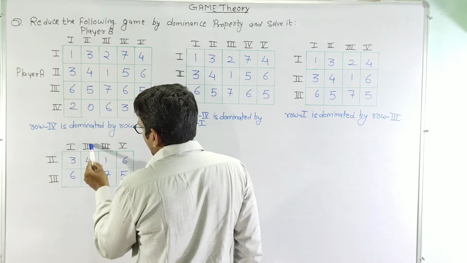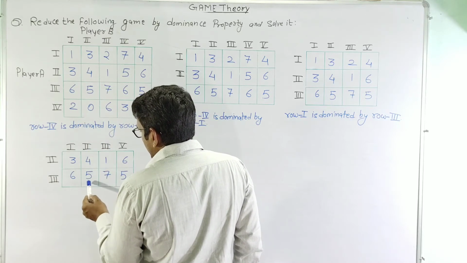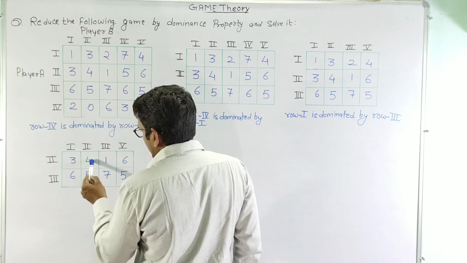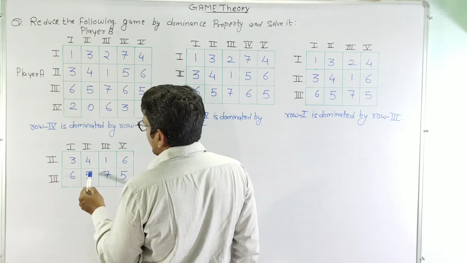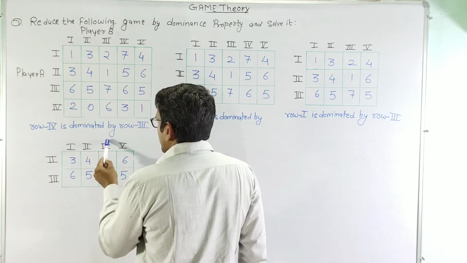Now let us compare column 2 and column 3. So this is 4 greater than 1, this is 5 less than 7. So this one is greater, this one is lesser. That means there is no dominance between column 2 and column 3.